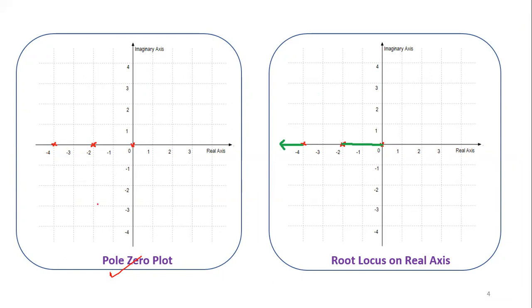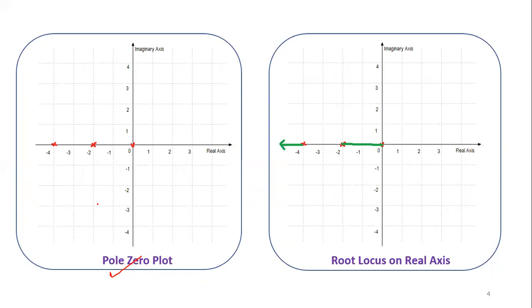Coming to the second step. What is the second step? We need to identify the root locus on the real axis. How do we identify it? We place a test point on the real axis and check the number of poles and zeros on the right side of the test point.